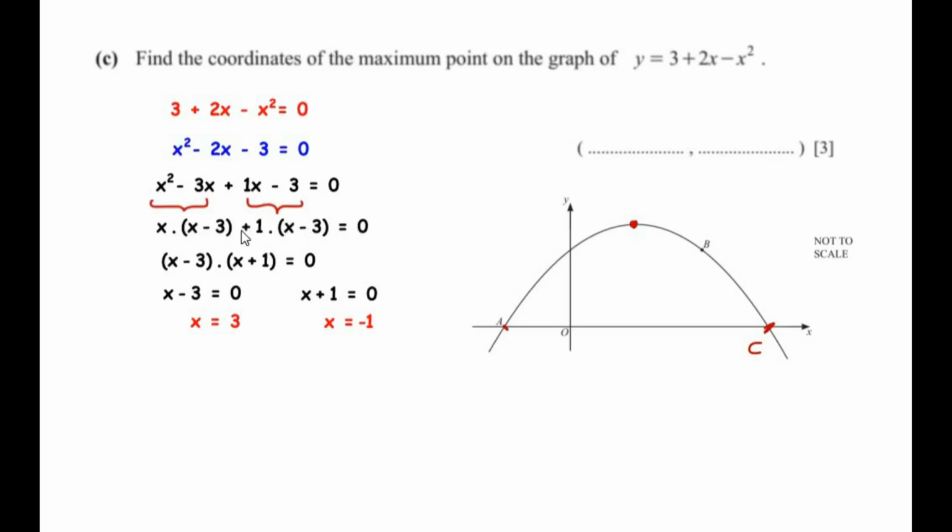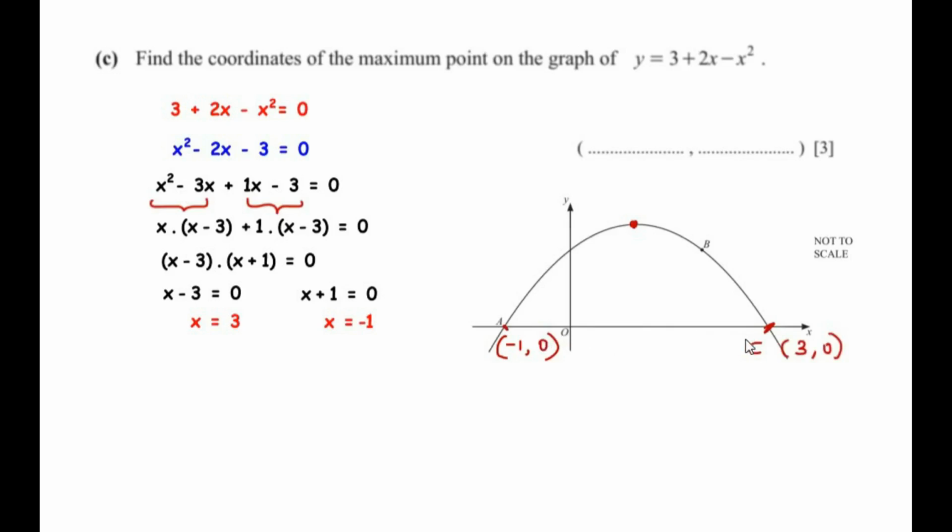Now we have two factors over here. That is, x minus 3 is the first factor and x plus 1 is the second factor, equal to 0. Now equating each factor to 0, we get the x coordinates as x equal to 3 and x equal to negative 1. Now this negative 1, we know that it belongs to point A. So the coordinates of point A are negative 1, 0, and the coordinates of point C become 3, 0. Since the point C is on the x-axis, its y coordinate is going to be 0.